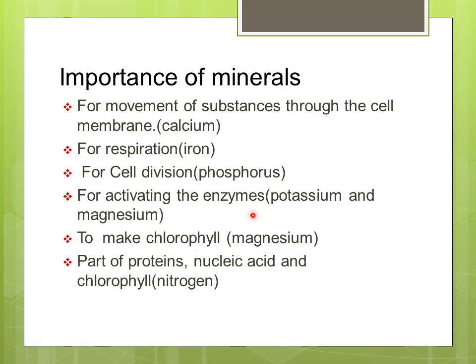So enzymes were not working properly. Now magnesium again is important for making chlorophyll. So in absence of chlorophyll, what was happening? The leaves were becoming yellowish in color. And nitrogen, we all know that they form parts of proteins, nucleic acid and chlorophyll. So this is the main importance of minerals for the development and growth of a plant.